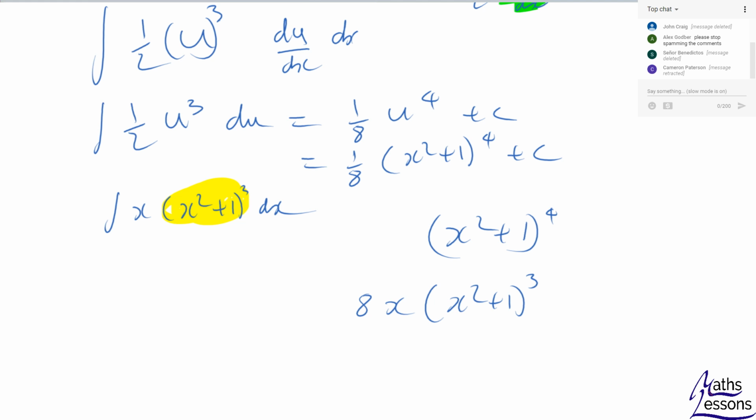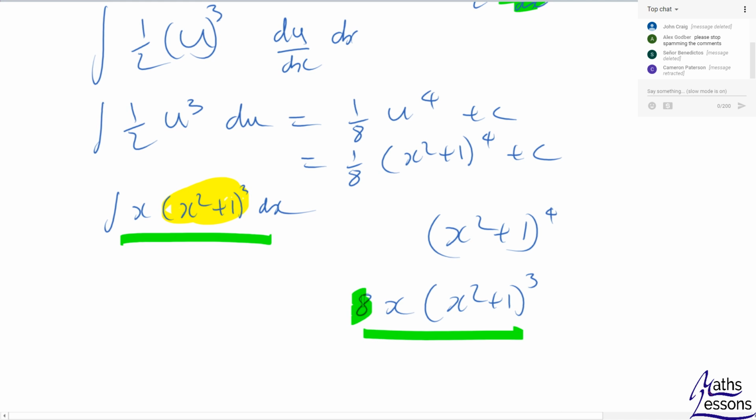And we notice the only thing that's different between this and this is the 8. So we need to divide by 8. So we get 1/8. And you see, you can get to the answer quite quickly that way.